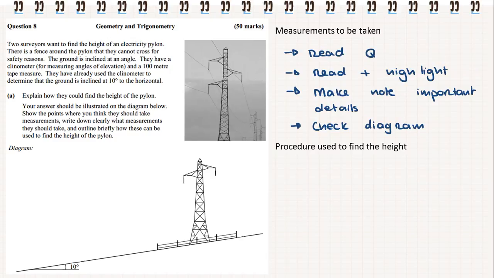So part A. Explain how they could find the height of the pylon. Your answer should be illustrated on the diagram below. Show the points where you think they should take measurements. Write down clearly what measurements they should take and outline briefly how these can be used to find the height of the pylon. So after that, we're given a diagram with our 10 degrees. We're given space to write the measurements to be taken. We need to write down the procedure used to find the height.